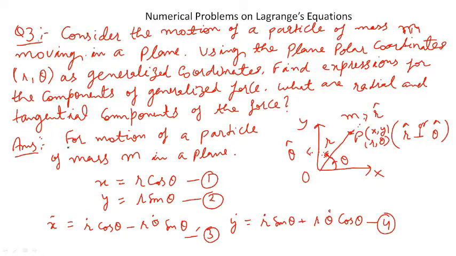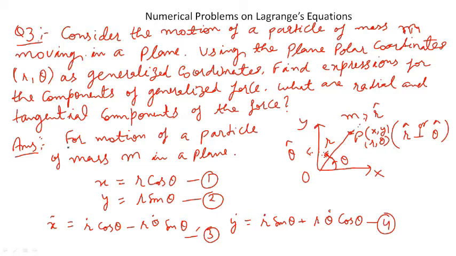Hello everyone, today we will solve some more problems which are based on Lagrangian equations. The third problem is, consider the motion of a particle of mass m moving in a plane. Using the plane polar coordinates r, theta as generalized coordinates, find expressions for the components of generalized force. What are radial and tangential components of the force?